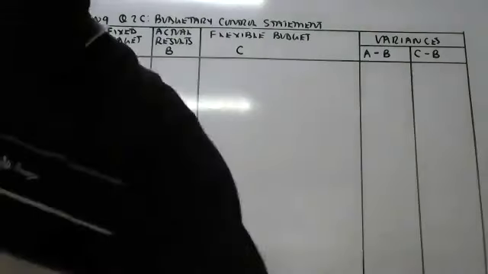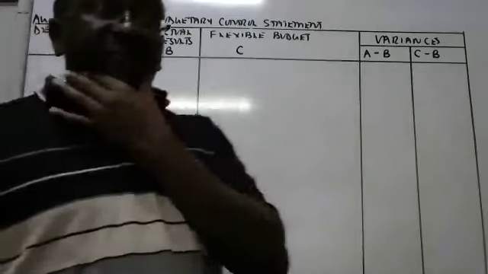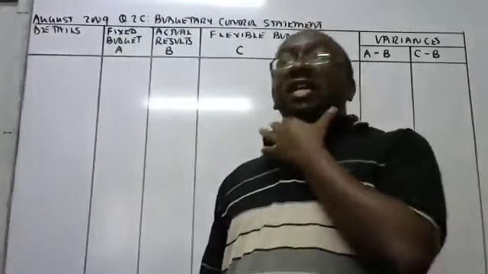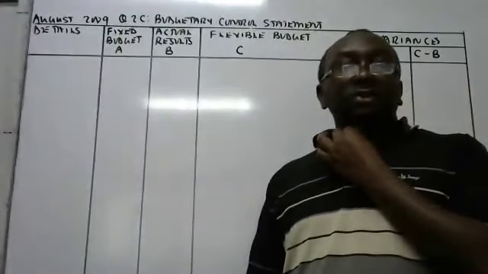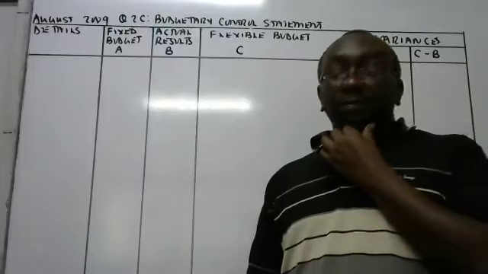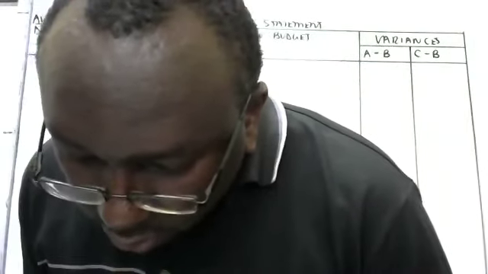So the very first thing that you bring is the flexing base. Flexing base is the factor that you think is making the cost to change or is making the values to change in your statement. So in our case here, that must be units. That must be units sold.